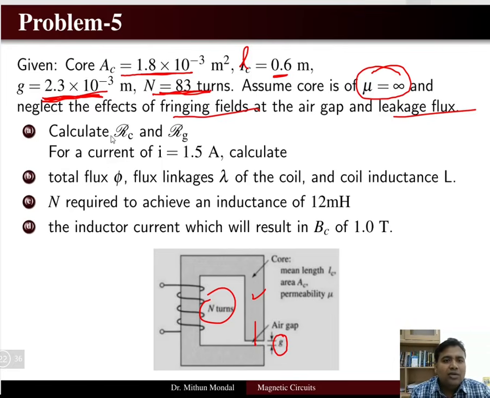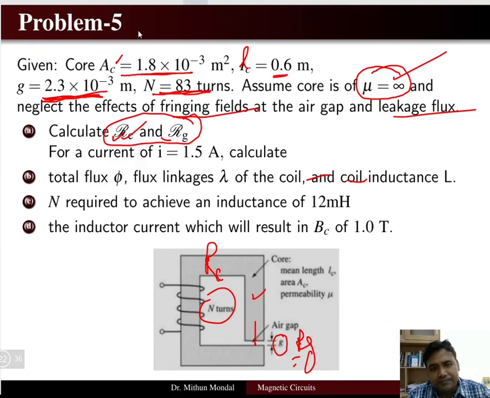So you have to calculate the reluctance of the core and the reluctance of the air gap. That is the first part of the question. So what is the reluctance of the core and what is the reluctance of the air gap? Easily you can say what the reluctance of the core is, because you know that mu is infinite. Do not focus on this area and other things.